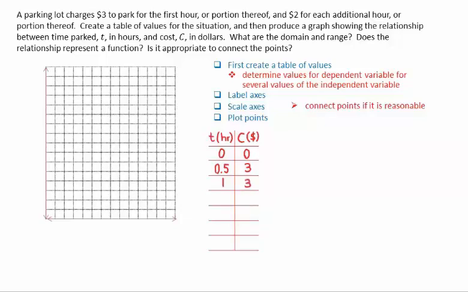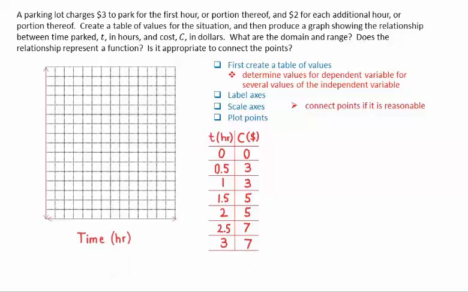As soon as we park for even 1 more minute, or even 1.5 hours, the cost goes up an additional $2, going up to $5. At exactly 2 hours, we still haven't gone up yet. It's still $5. It then goes up an additional $2 within the next hour. At 2.5 hours, it goes up to $7. And then at 3 hours, it's still $7.